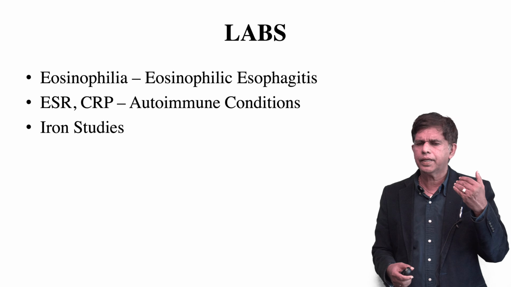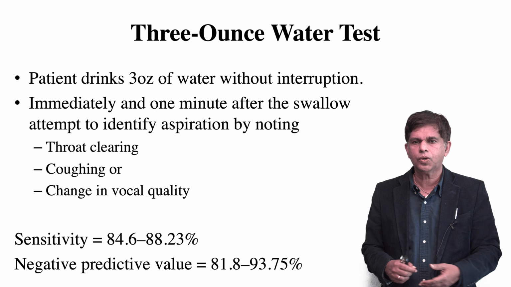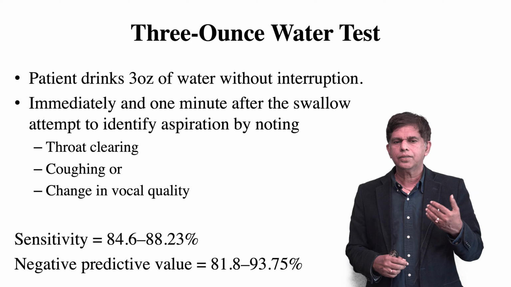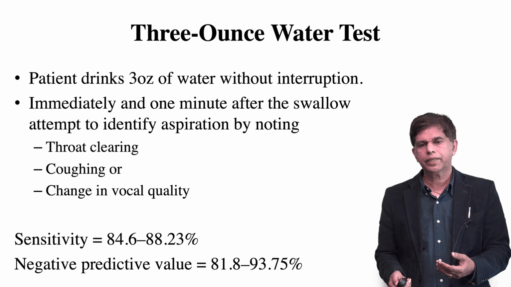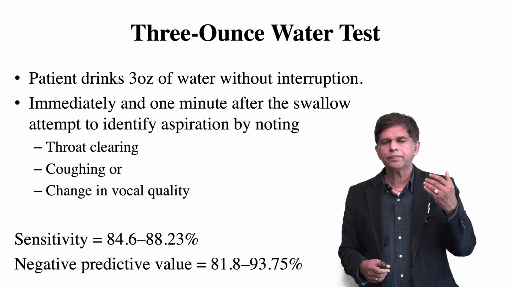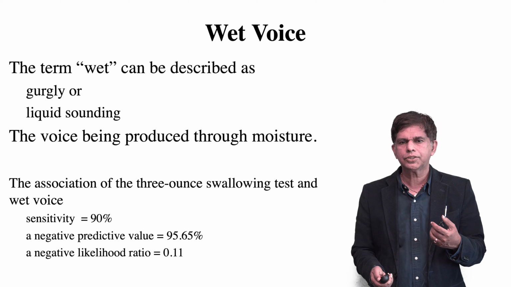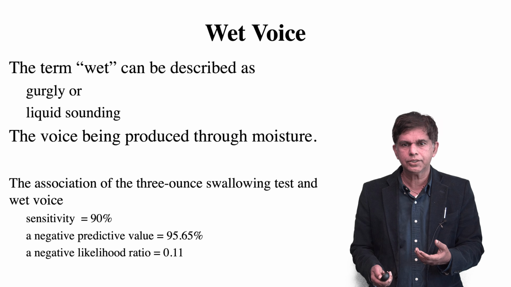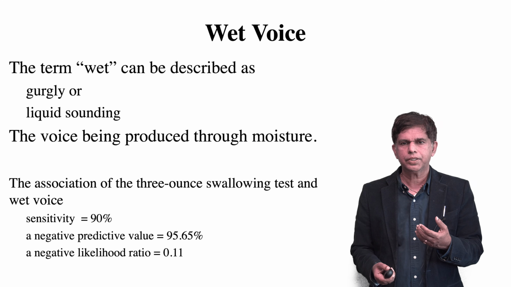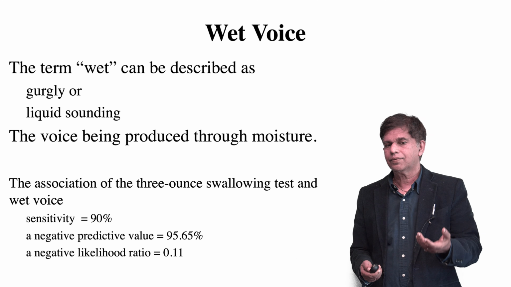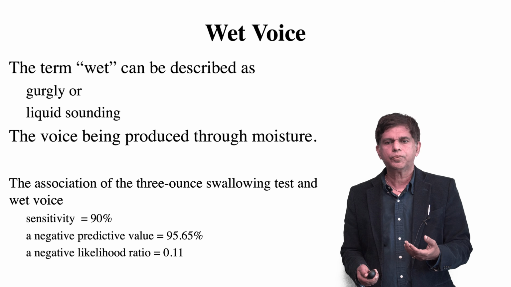And then an important test you can do at the bedside is the 3-ounce water test. Okay, the patient drinks 3 ounces of water without interruption, and you look for changes, like coughing or choking. The sensitivity and the negative predictive value are pretty high. When you do the 3-ounce water swallow test, you have to look for any sound difference in the patient also. So the negative likelihood ratio for the 3-ounce water test is about 0.11.